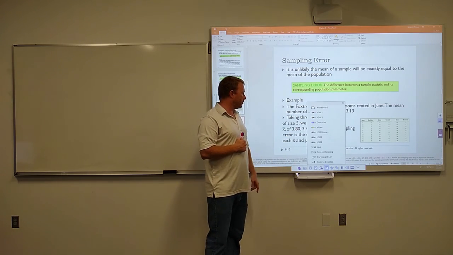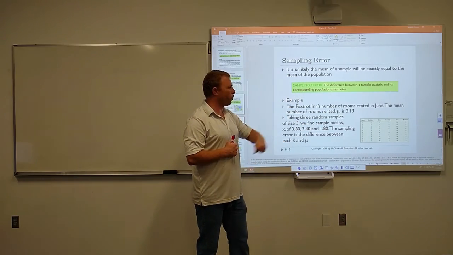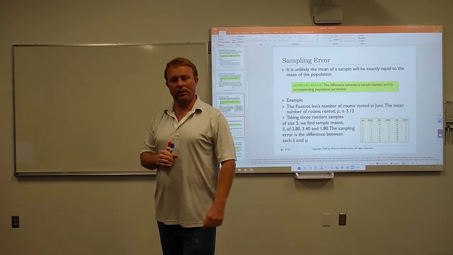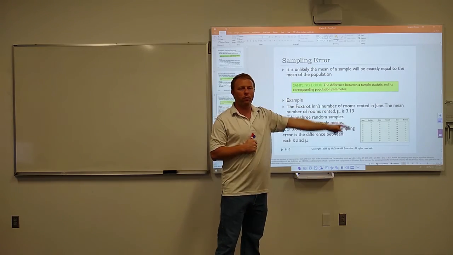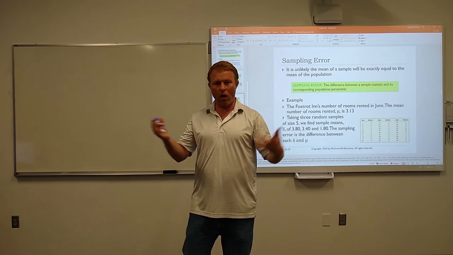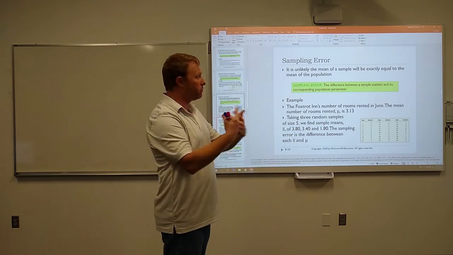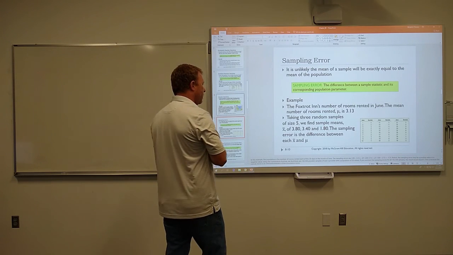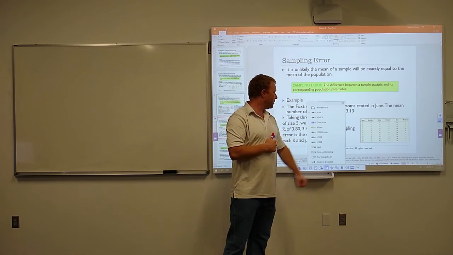3.8, 3.4, and 1.8. Okay? None of those are the exact same as 3.13, are they? They're all different from 3.13, yet they came from the population whose mean is 3.13. So the sampling error is the difference between each X bar and mu.